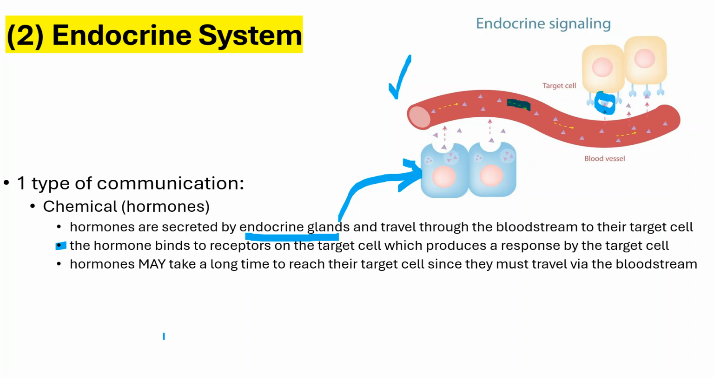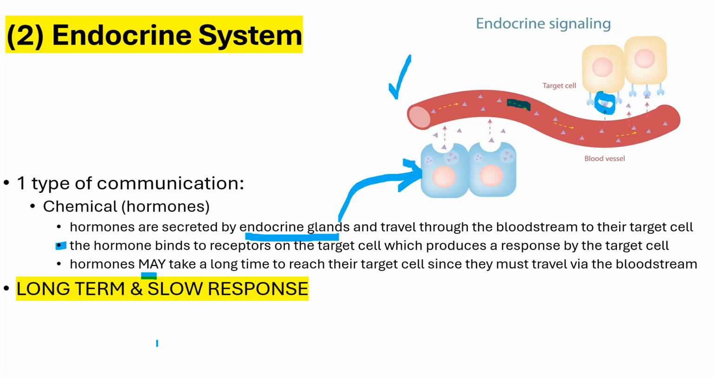And depending on what the cell is will determine the response. So we'll just say a response. We can't really classify that yet. Hormones may take a long time to reach their target cell since they do have to travel through the entire bloodstream sometimes to get where they're going. So it's not just right next door like that with that synapse. They're going to have to travel a ways.